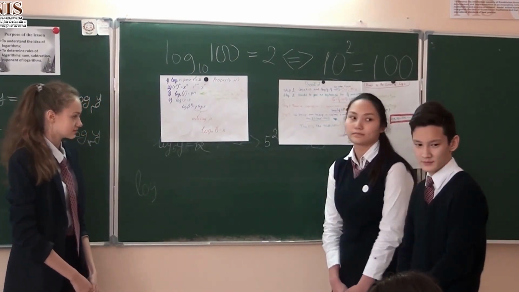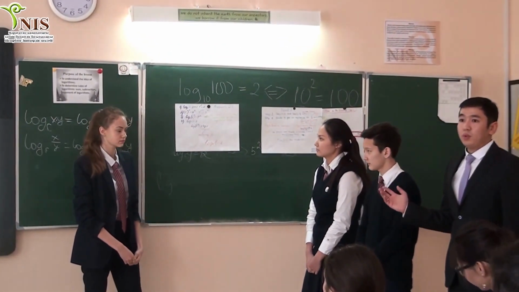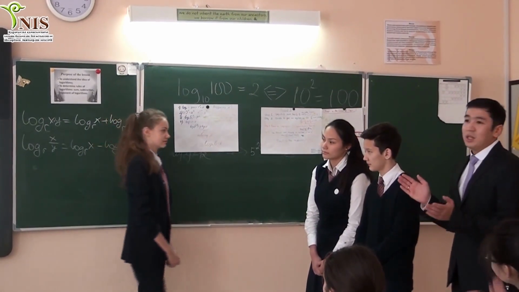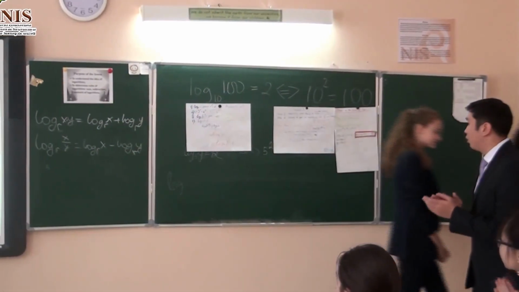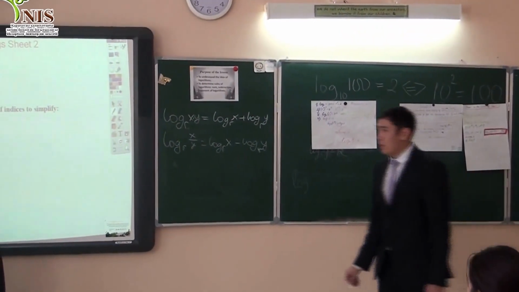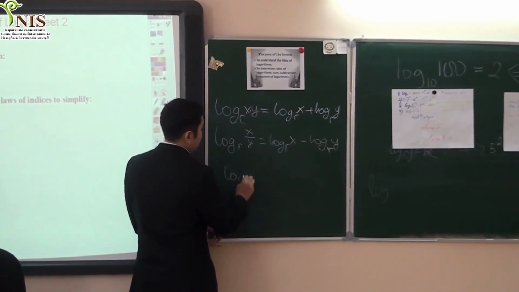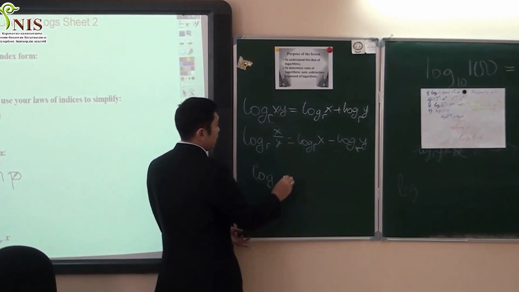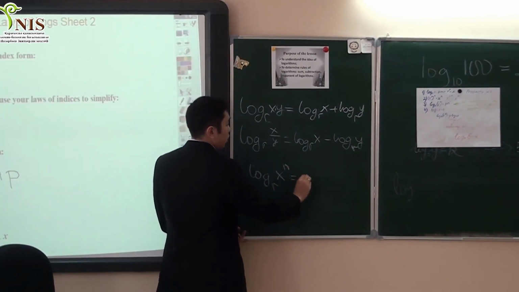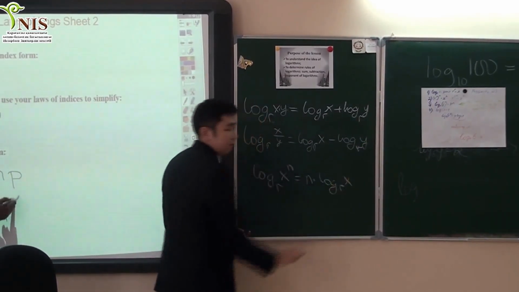Okay, very good. Do you have any questions for the third group about this proof? Was it clear for you? Okay, let's clap for them. Sit down, please. And let us write down the third property we have learned. The third property says that if you have logarithm of x to the power of n to base r, it is equal to n times the same logarithm.